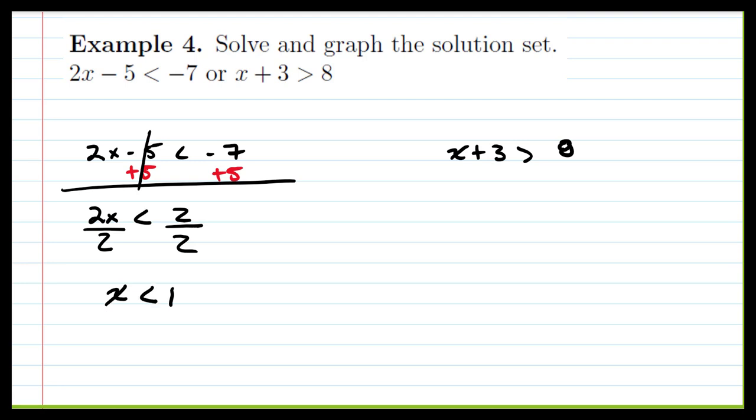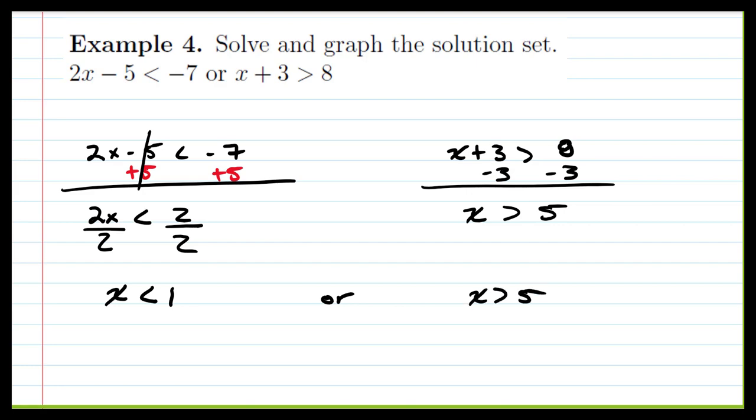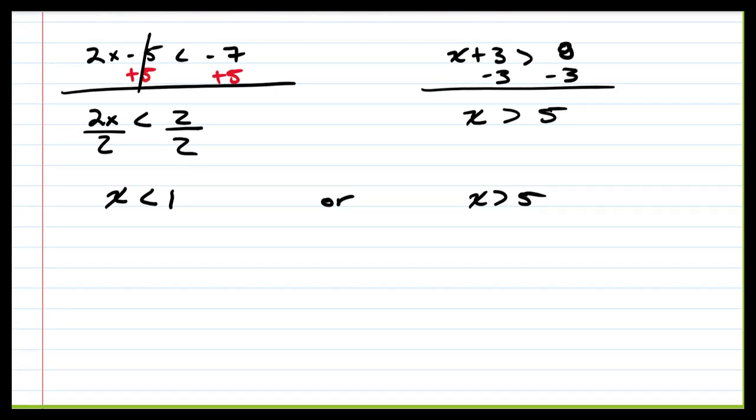And now that I've resolved this, I'm going to ignore it and just go resolve the one on the other side. So then I would go minus 3 and minus 3. And that gives me x is bigger than 5. So now I would have these two inequalities. And when I have an or statement, I only need one of these two things to be true.